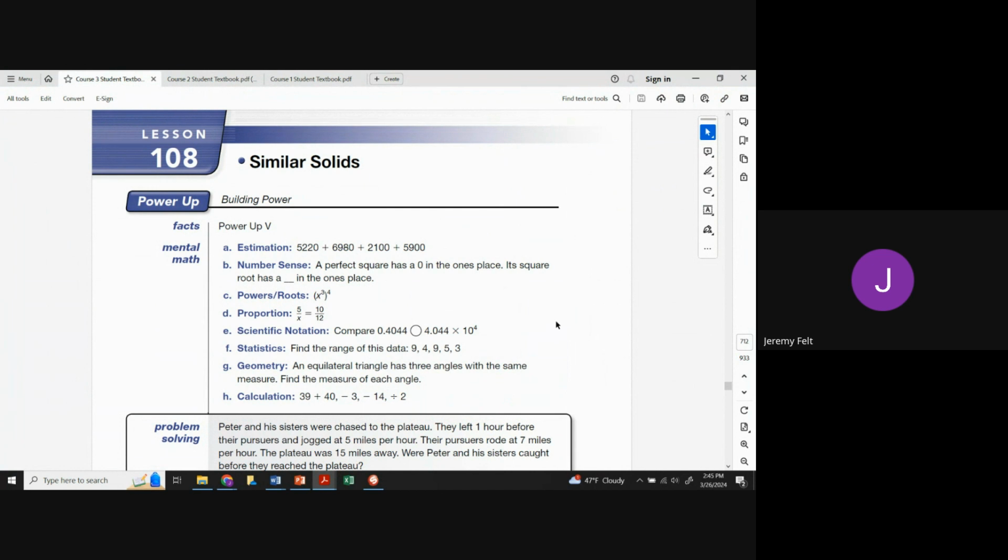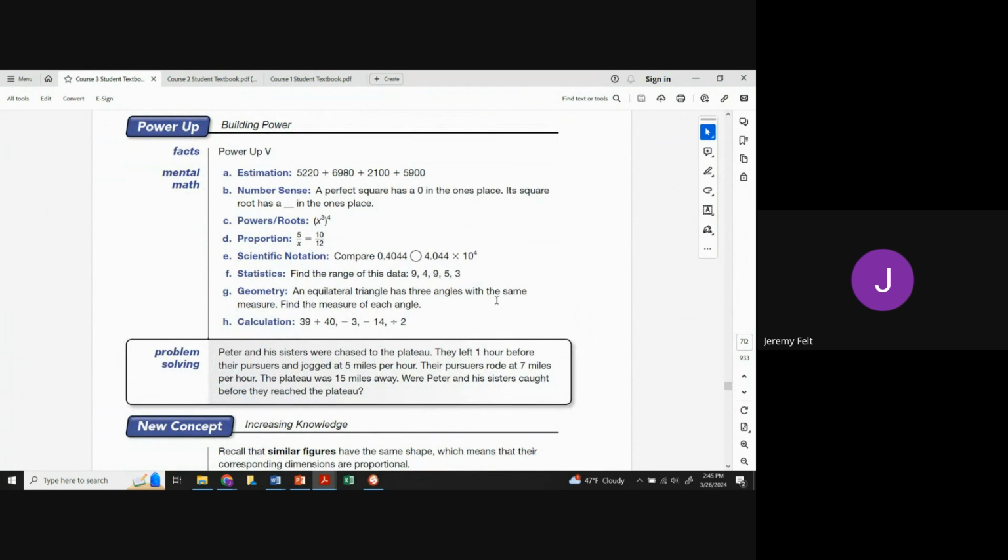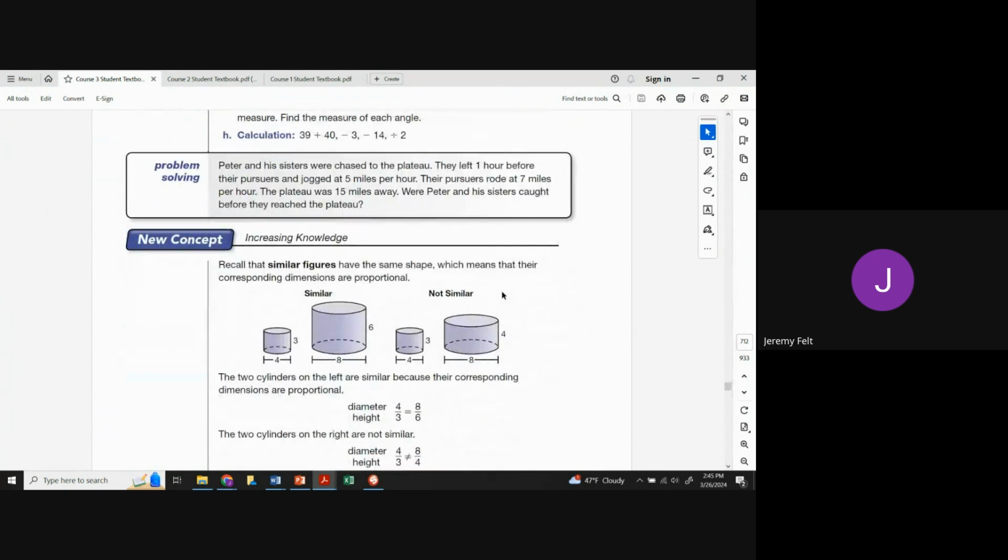All right, so looking at lesson 108, we have similar solids. Solid meaning 3-dimensional, and again, similar, just like with polygons, they're going to have dimensions that are proportional. If they're identical, then they're congruent. But similar means they're going to be the same shape, and then the side lengths, the height, whatever we're looking at shape-wise, are going to be proportional.